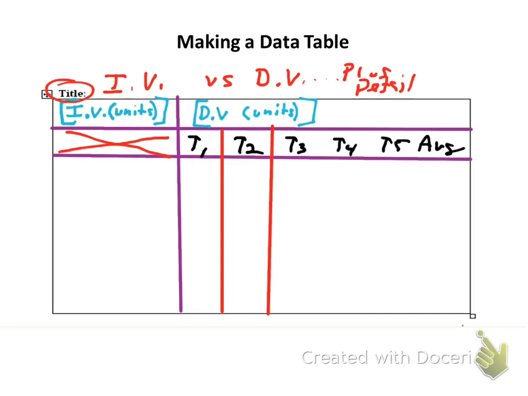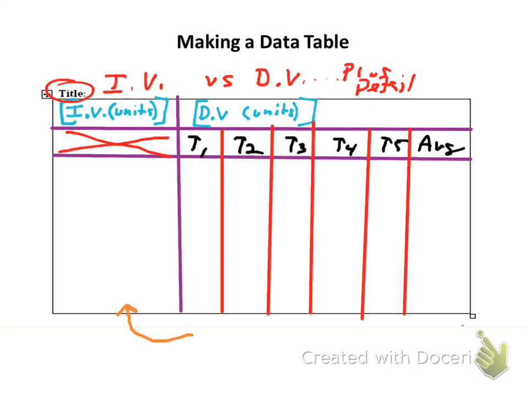I usually have kids space out the writing for trials, trial 1, 2, 3, 4, 5, and average, then add their lines down like that. It tends to make it neater. It's better than erasing lines if you misspace it.